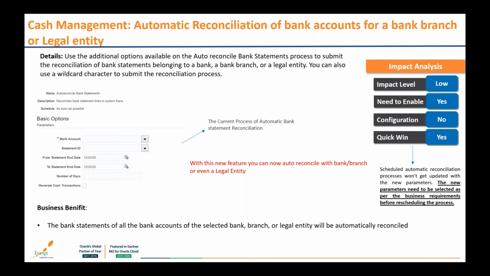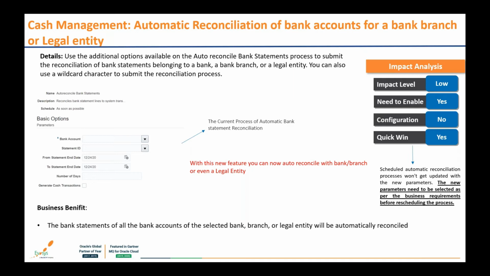The first one is from the cash management point of view, wherein automatic reconciliation of bank accounts for a bank, branch, or legal entity. Now, this is mainly from the maintenance point of view, wherein when we are scheduling or running the processes of automatic reconciliation, there was a mandatory parameter of bank account. So if I had, let's say, 30 to 40 bank accounts in my organization, I had to run or schedule that particular process separately for each of the bank accounts. I could not combine them. For example, if I just want to combine for a legal entity, there was no such option available.